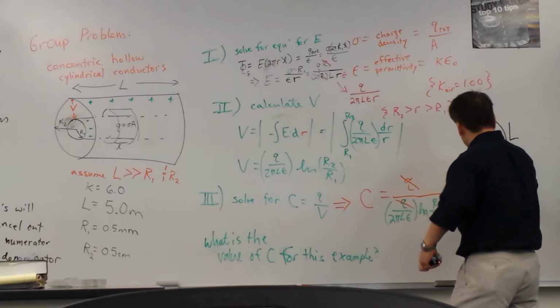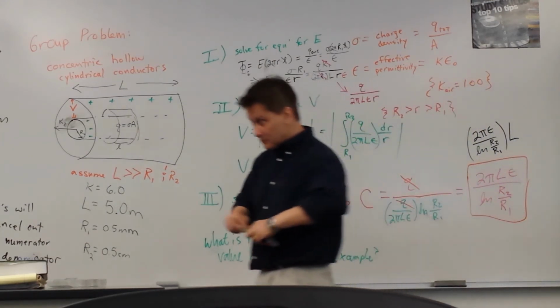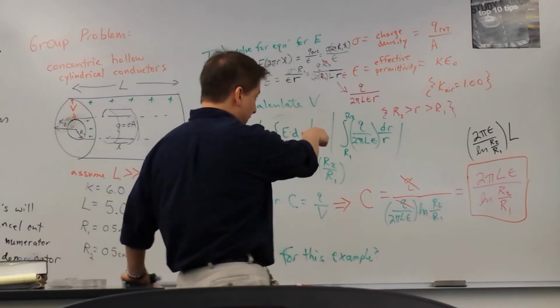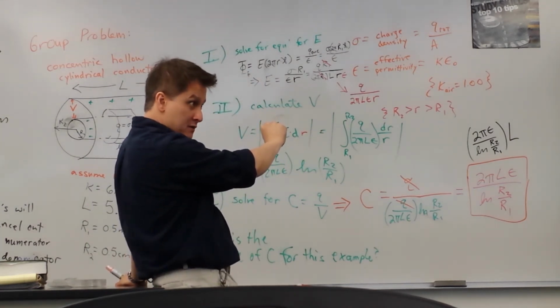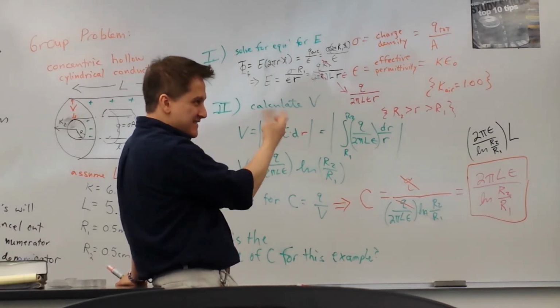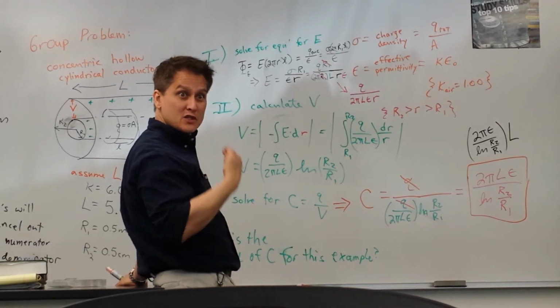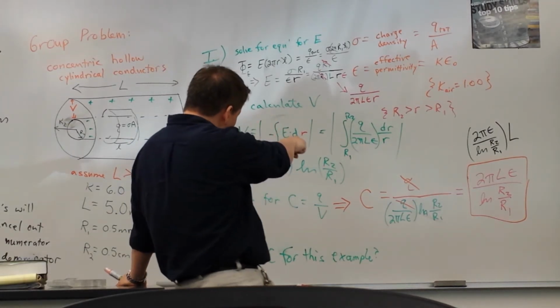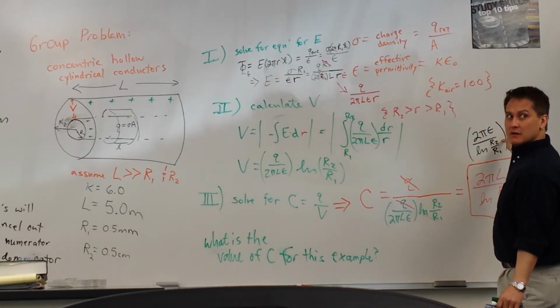So note one consequence of this, and that is the distance between R1 and R2 matters. Which makes sense, right? The closer they are together, the larger the capacitance, because the greater the interaction between the inner and outer charges. Also note that it's directly proportional to length.